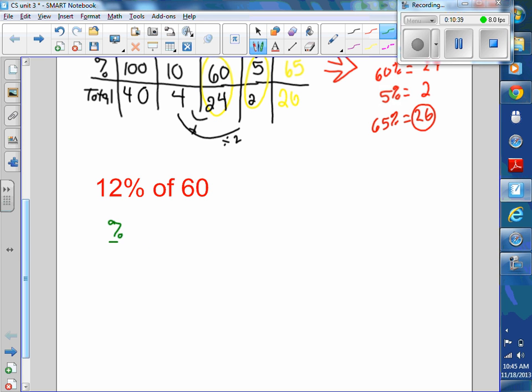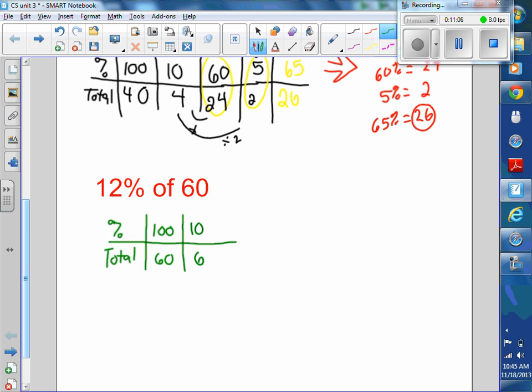So for this one, my total is 60. And 100%, I always just write that down: 100% of my total is my total. That's why I write that. It gives me a starting point and it kind of warms my brain up. And so then I write 10% of 60 is 6. Does that make sense? Now you could get to 1% and double it, or you could get to 2%.